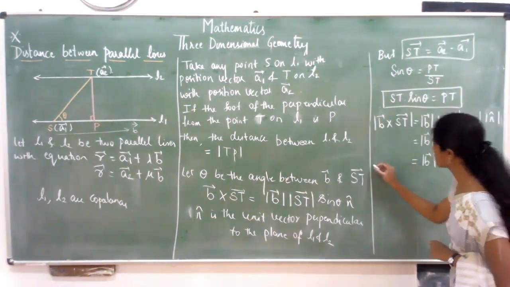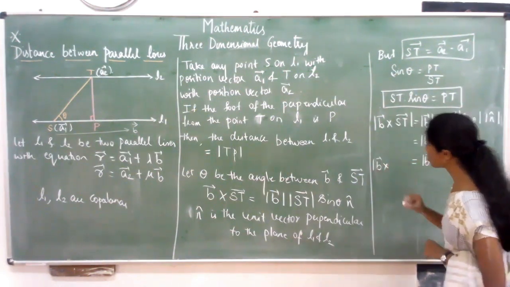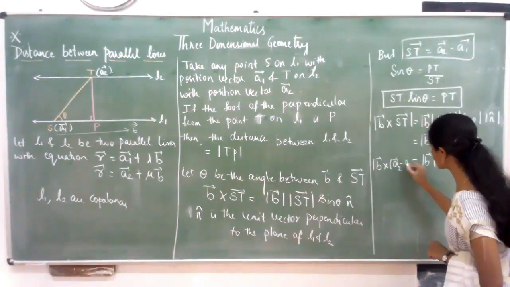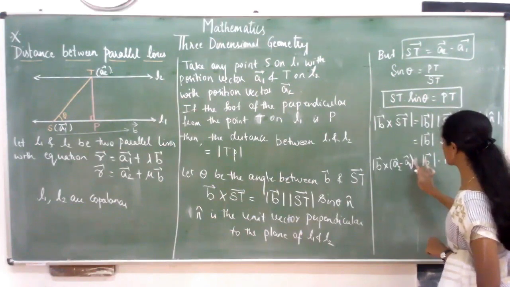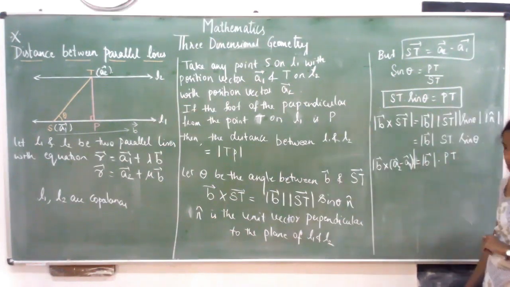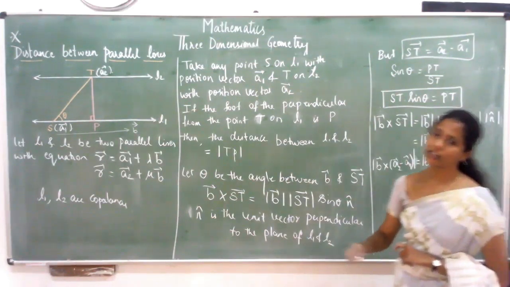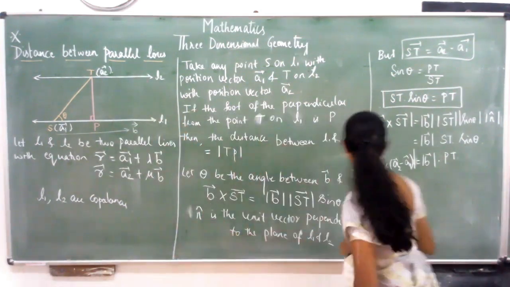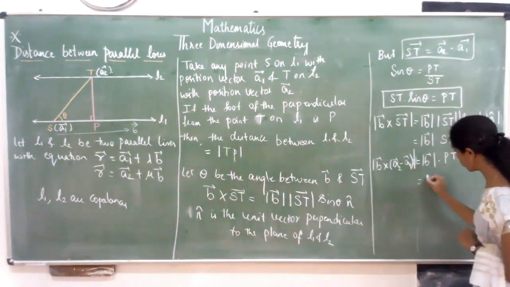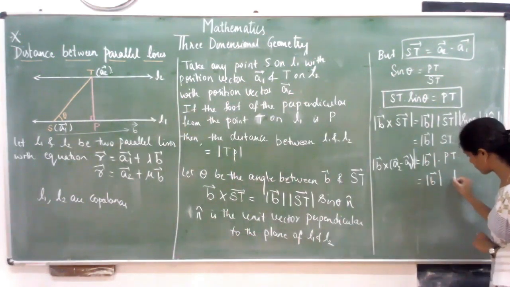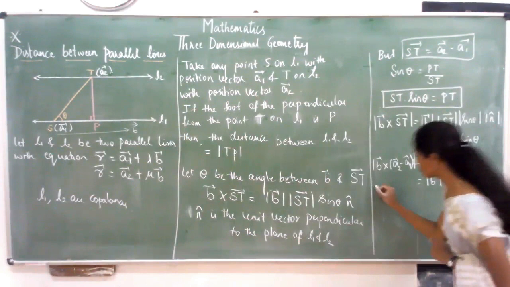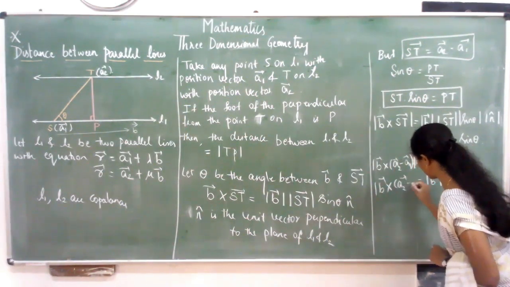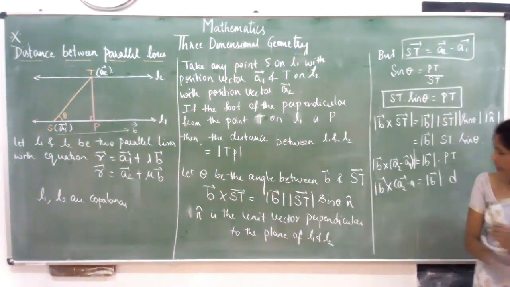Okay, so substituting the values here also, B cross ST, we know the vector ST is vector A2 minus vector A1. Okay, so what is PT here? PT is nothing but the distance between the two parallel lines. So I can write PT to be equal to D. That is the distance D, which is given by vector B cross vector A2 minus A1.